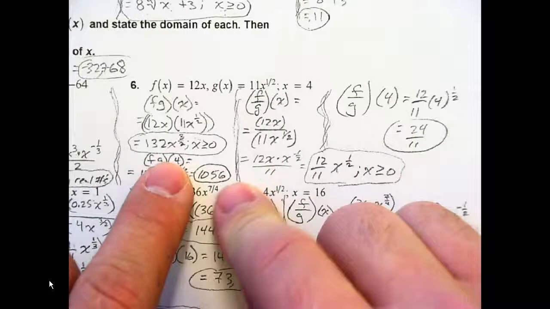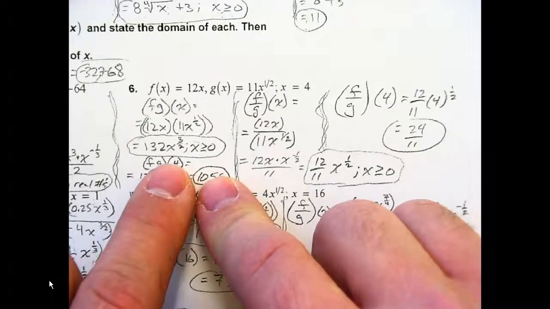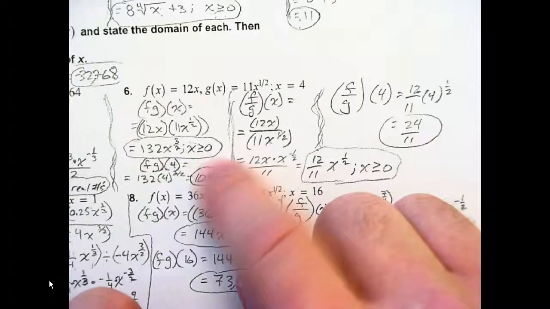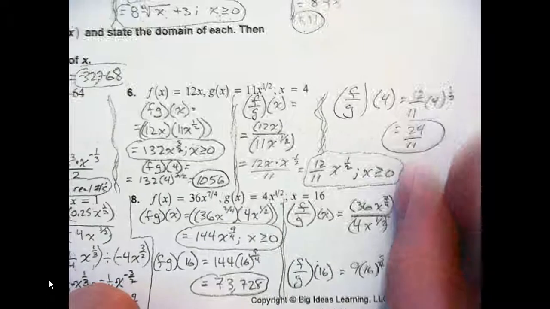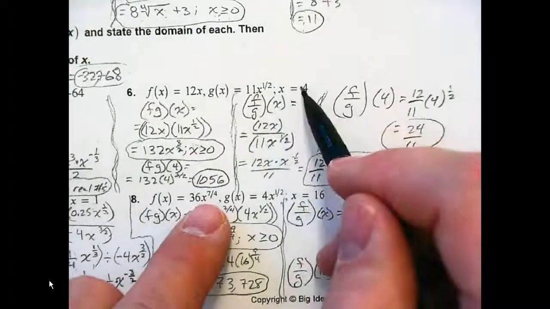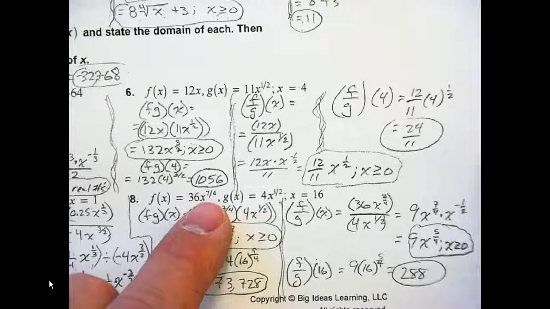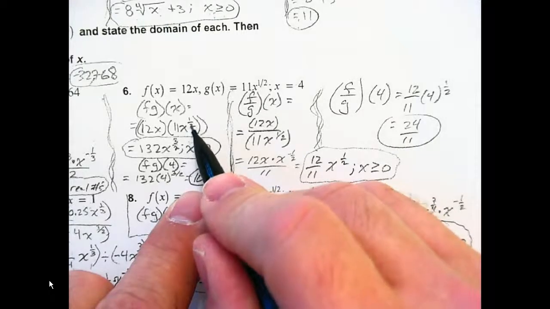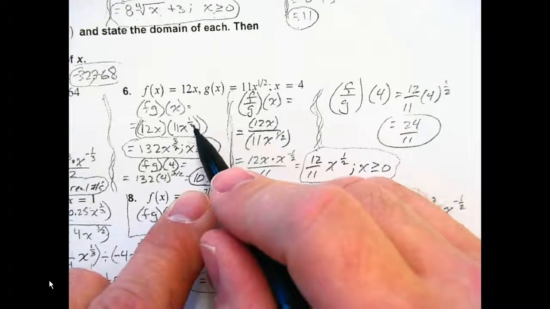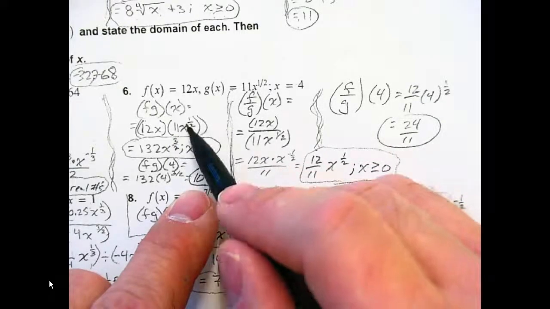Okay. Number 6, f times g of x, 132x to the 3/2 power, and x has to be greater than or equal to 0. Okay, and when we evaluate 4, we get 1056. Notice it has to be greater than or equal to 0 because the 1/2 power is the square root of. So the square root cannot be negative, therefore it has to be greater than or equal to 0.